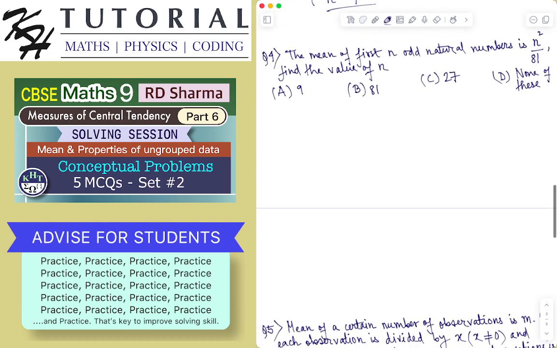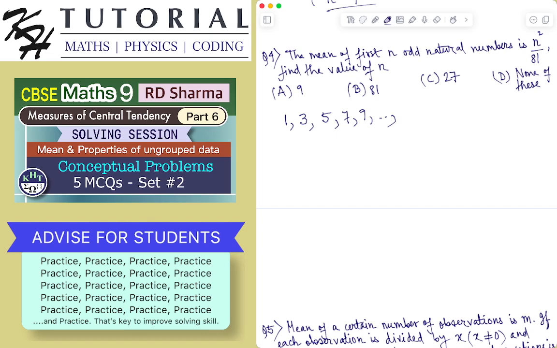The mean of first n odd natural numbers is n square by 81. Find the value of n. Now, what are the first n odd natural numbers? They are 1, 3, 5, then 7, then 9, then see, you have to understand the pattern.